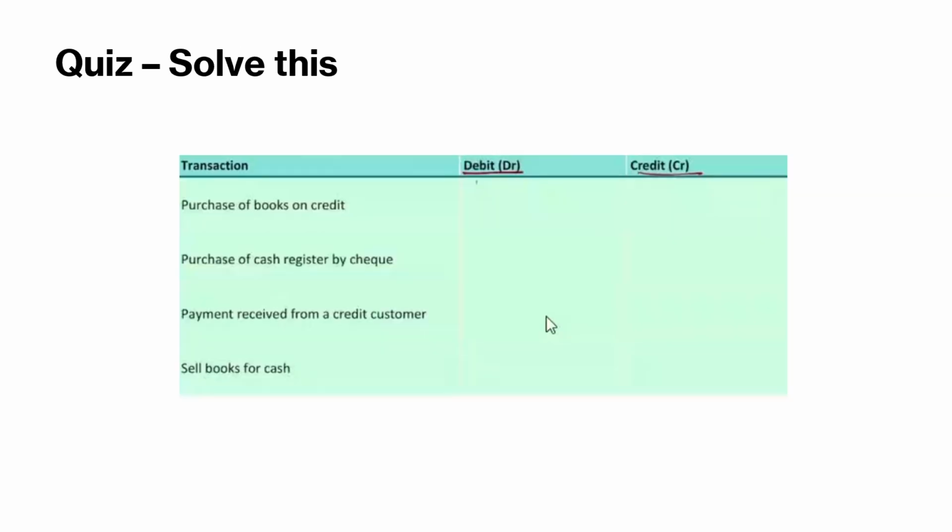Okay, now I want you to complete this and put your answers in the comments. Let me know how many of these you got right. Okay, let me just do the first one for you. So let's look at the purchase of books. This is something that's okay if you're unsure. This is something that affects purchases, and the other side that is going to be affected by this is payment.